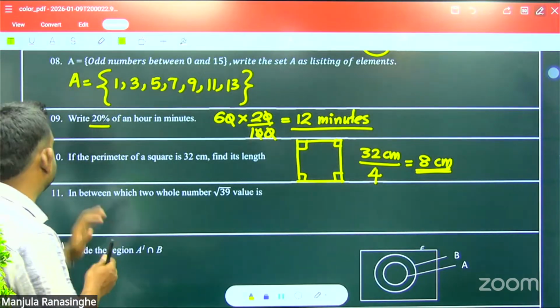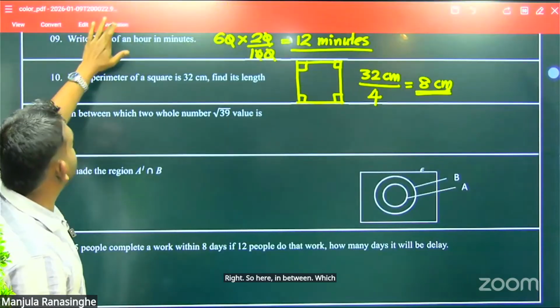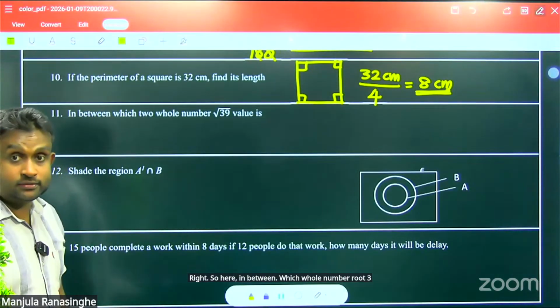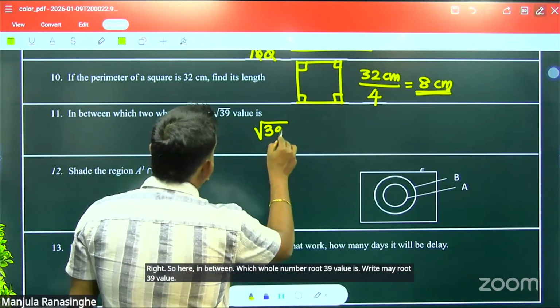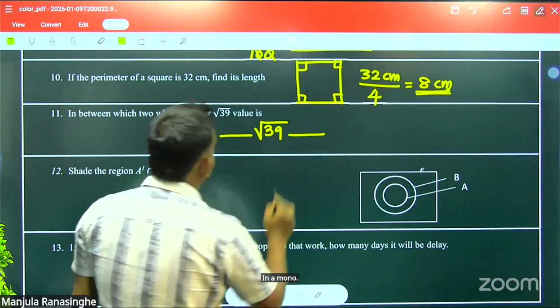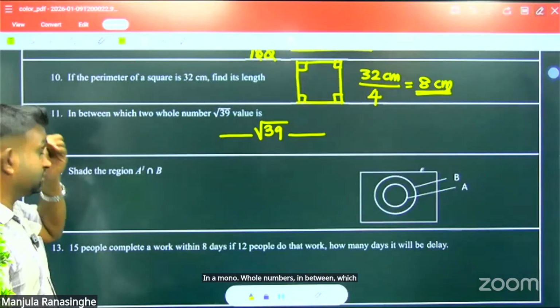Right. So here, in between which whole numbers is the root 39 value? In between which whole numbers?